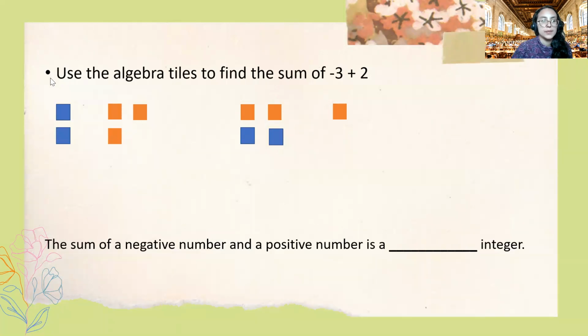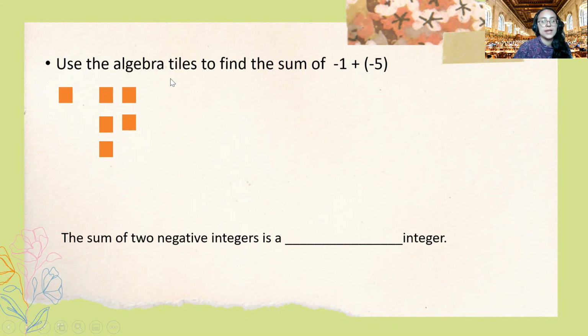Okay. So we're going to do some examples here. We're going to add 2 negative numbers. So we're again asked to use the algebra tiles to find the sum of -1 plus -5. So here we have our red tiles, and so we're going to write negatives right here. 1 plus -5, so 1, 2, 3, 4, 5. And is there really anything to pair off? No, because why not? Why can't we group these off into pairs? Because there's no blue tiles.